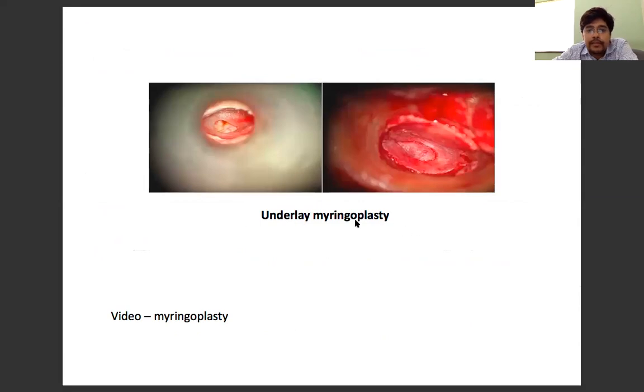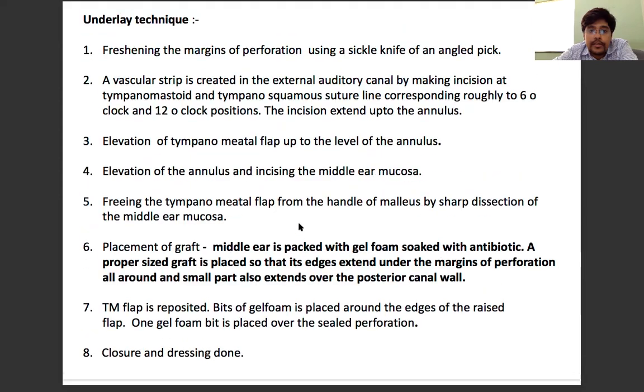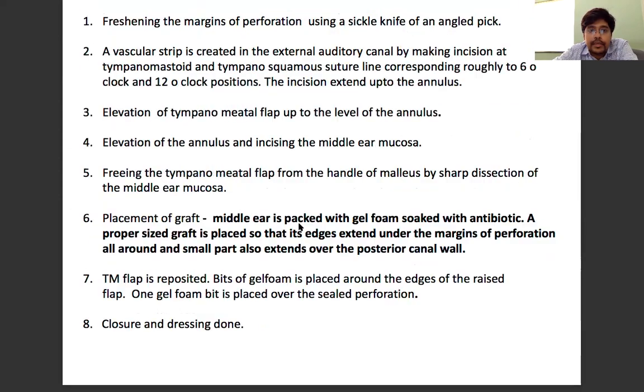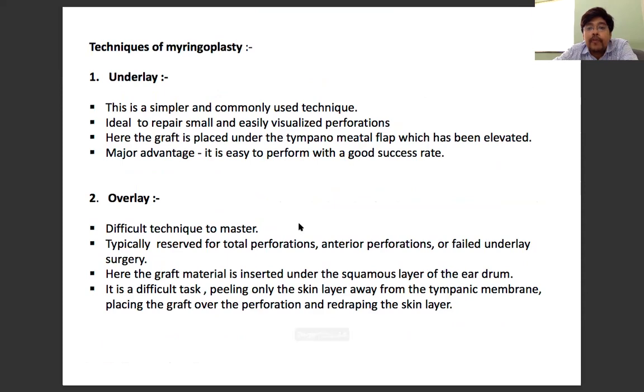See, this is the underlay myringoplasty, where you can see in the first photo a central perforation. Here is the incision which I told you, the endomeatal incision. This is the flap we elevate, and we put a graft. That graft is put under the what? Under the annulus. So that's why it is called underlay myringoplasty. Okay, under the annulus or under the tympanomeatal flap.